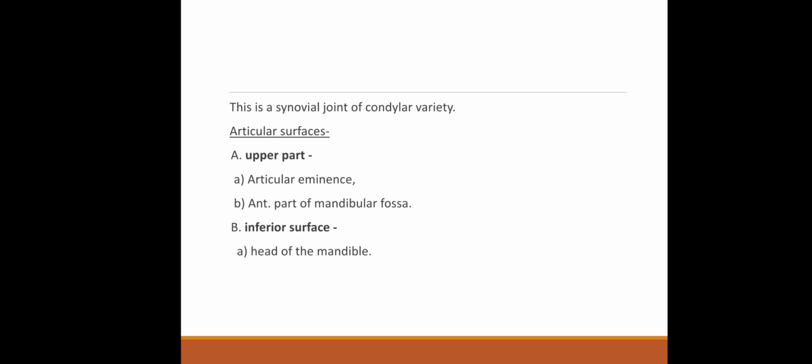This is a synovial joint, disc type, of the condylar variety. The articular surface is divided into an upper part and an inferior surface. The upper part has the articulation of the articular eminence and the anterior part of the mandibular fossa. The inferior surface is the head of the mandible.